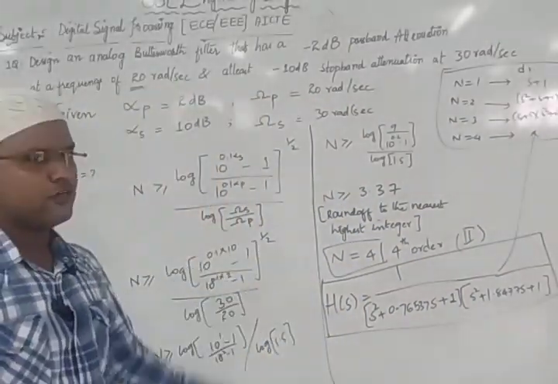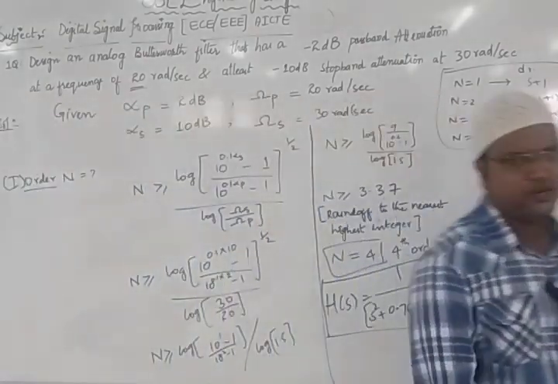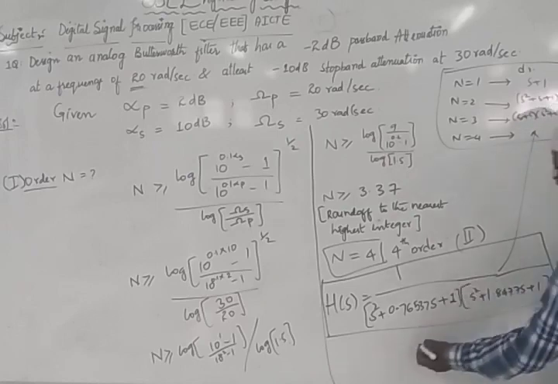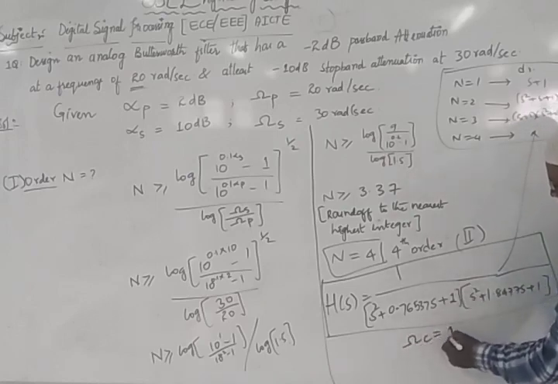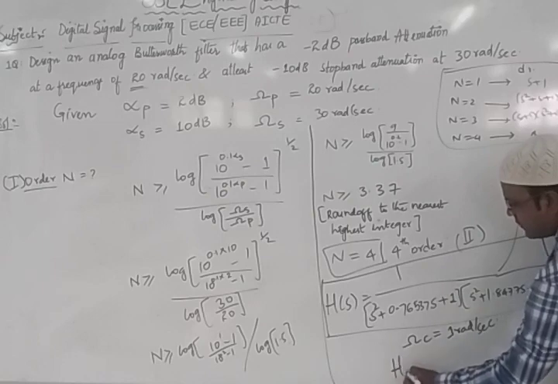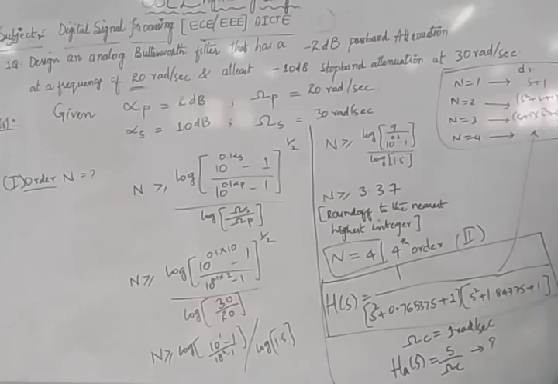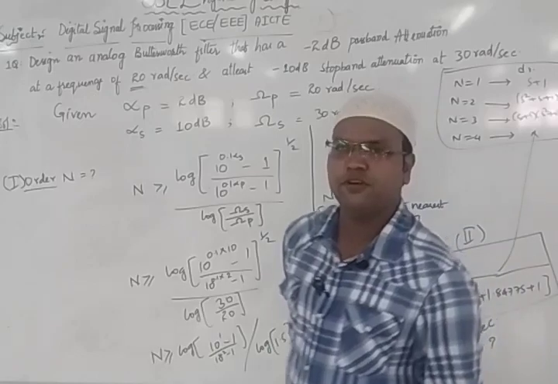So we did H of s. What is the next criteria? What is the assumption here, students? We are assuming the critical frequency omega c is 1 radian per second. Right? But this is an assumption. What is the next thing we need to do? We need to find the transfer function Ha of s, that is nothing but s by omega c. Wherever s is there, we need to substitute that value. First, we need to get omega c, that is nothing but the critical frequency.